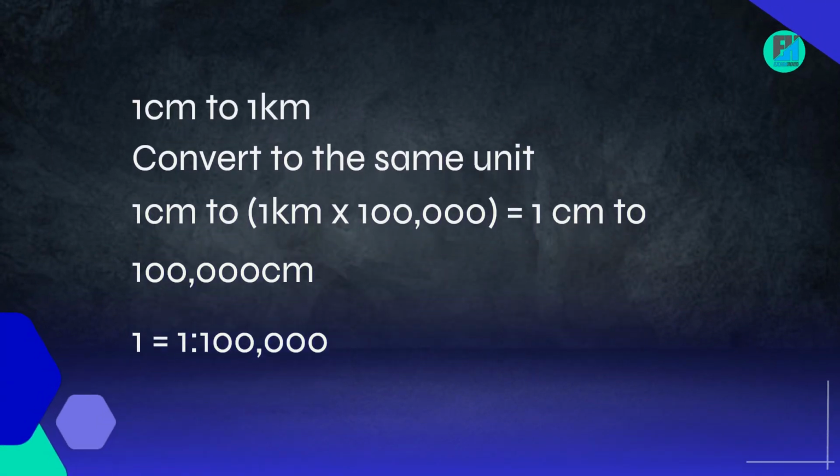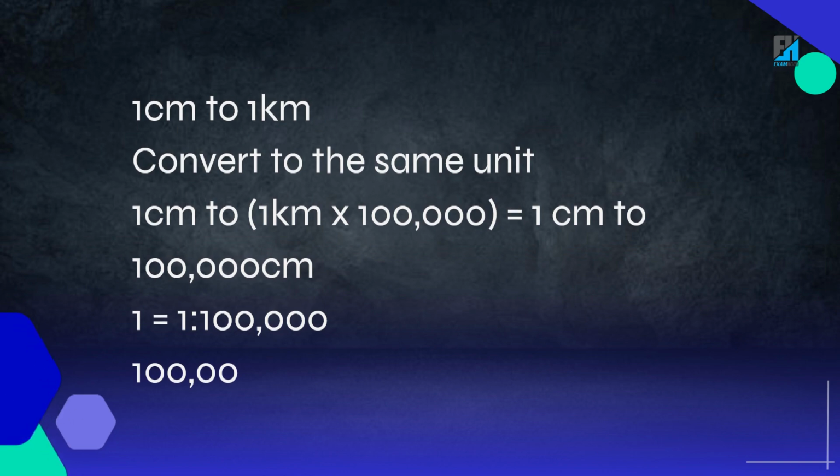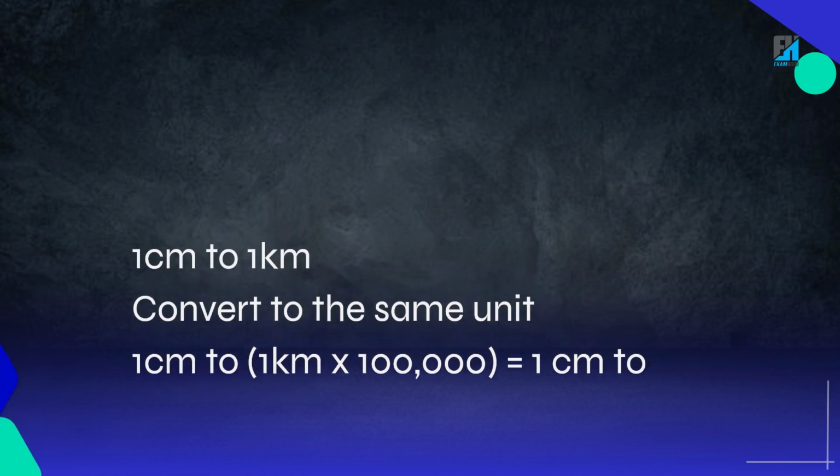Convert to the same unit. 1 centimeter to 1 kilometer: 1 kilometer x 100,000 equals 100,000 centimeters, so 1 centimeter to 100,000 centimeters. The representative fraction is 1 to 100,000.